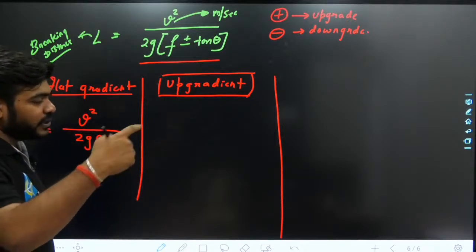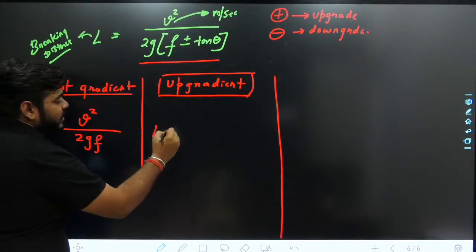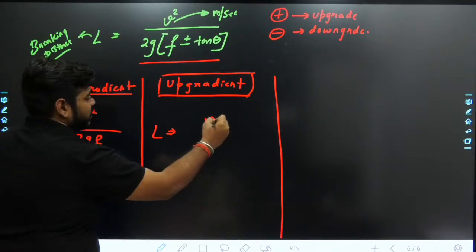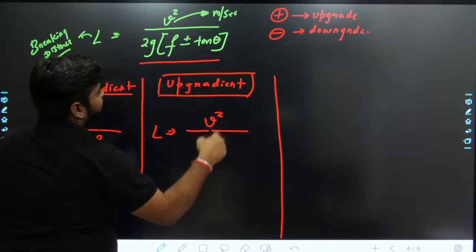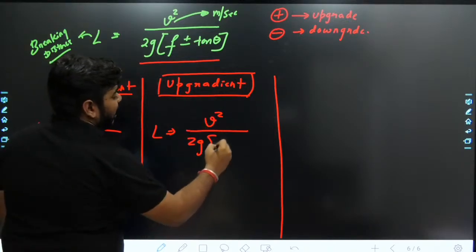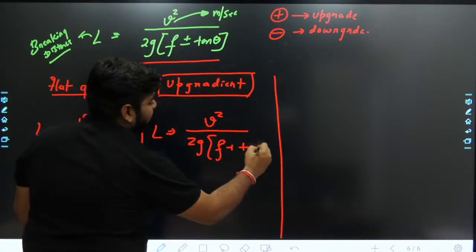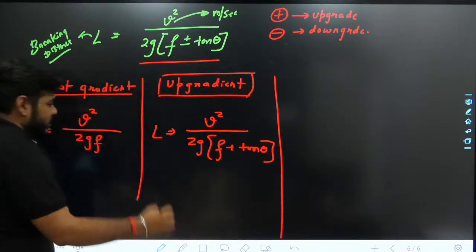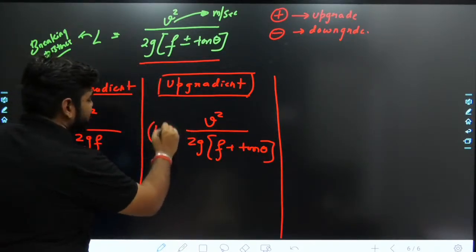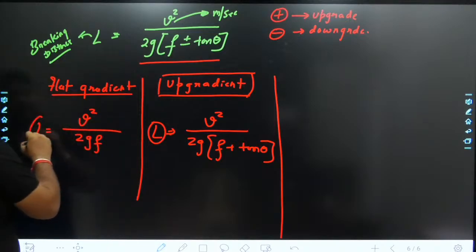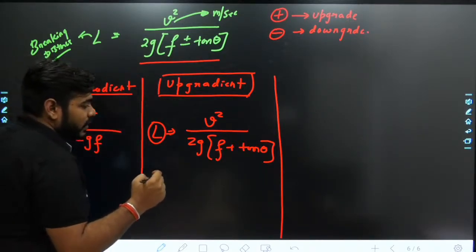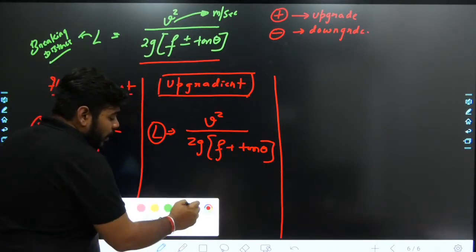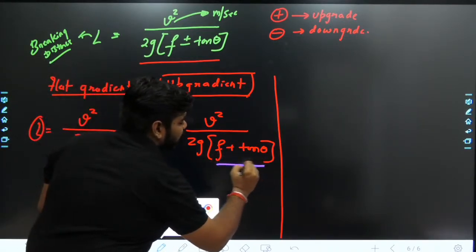Now let's see how things are happening. This is the expression when you are moving on an up gradient: v square divided by 2g, f plus tan theta. So what is the difference, and why is L coming less for up gradient and more compared to up gradient for flat? Let's see what is happening here. We are adding a term to the denominator.